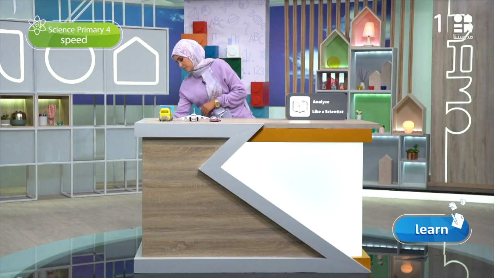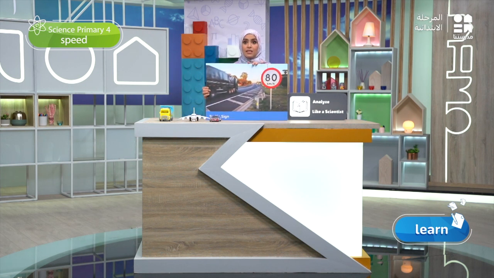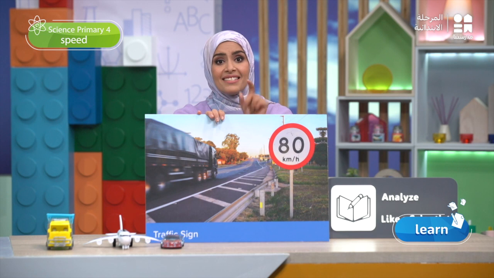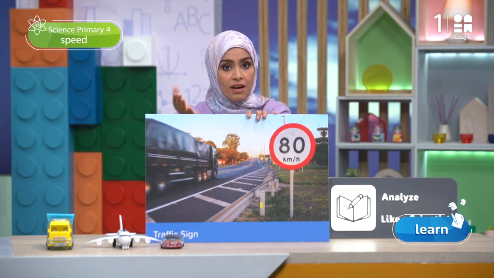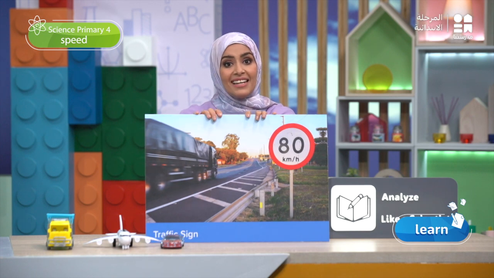In Analyze Like a Scientist, we will learn the basics of speed. Can you observe this picture well? Did you see this sign before? Do you know where we exactly see it? Yes, this is the sign that we see on highways, and we also see it while we are traveling from one place to another. What is the information we get from this sign? Let's start analyzing it together.